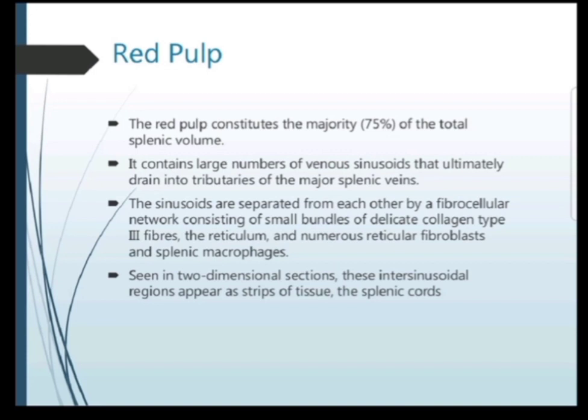It contains large numbers of venous sinusoids that ultimately drain into tributaries of the major splenic veins. These sinusoids give rise to the pulp veins, and these pulp veins unite to give rise to the trabecular veins or interlobular veins. The interlobular veins unite together to give rise to the splenic vein, and the splenic vein comes out through the hilum of the spleen.